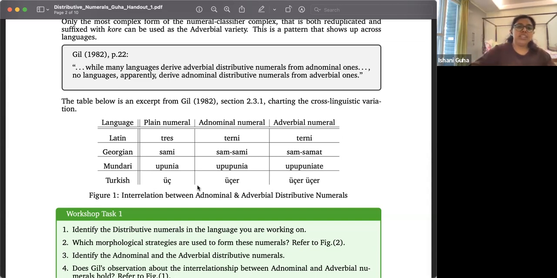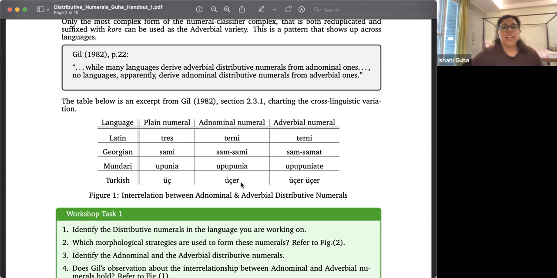Turkish. Here is why I've given Turkish: it's not categorically different from Mundari, but in languages like Mundari, the nominal variety has reduplication and the adverbial variety has reduplication, then suffixation. But Turkish is the other way around. It first has this suffix er, right? So ucher, and then it reduplicates the whole thing. So ucher. So that can also be a possibility. It's not that the suffix has to come after reduplication.